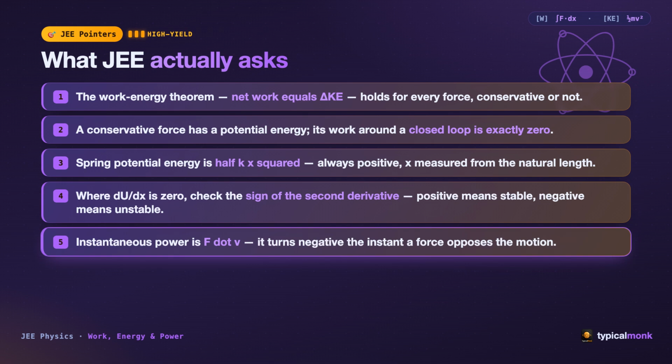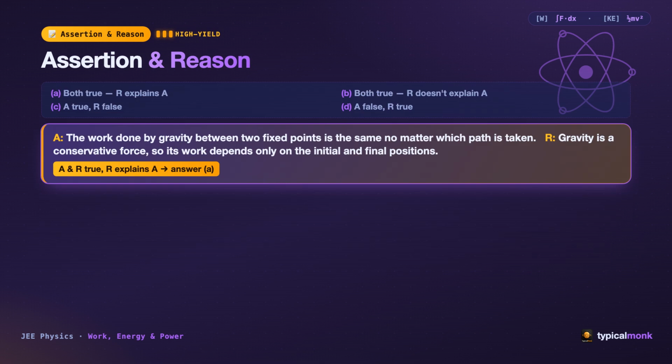5. Instantaneous power is force dotted with velocity, and it turns negative the moment a force points opposite to the motion, even if the force itself never changes. Let us drill the JEE way. Remember the 4 options. Option A, both statements true, and the reason explains the assertion. Option B, both true, but the reason does not explain the assertion. Option C, assertion true, reason false. Option D, assertion false, reason true.